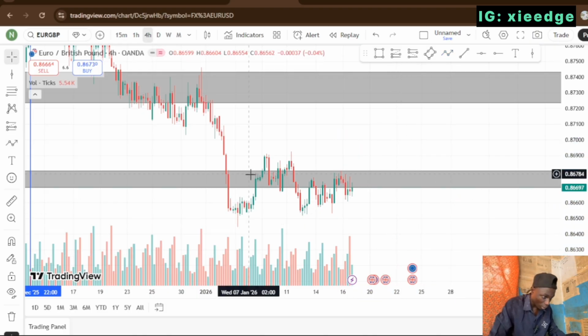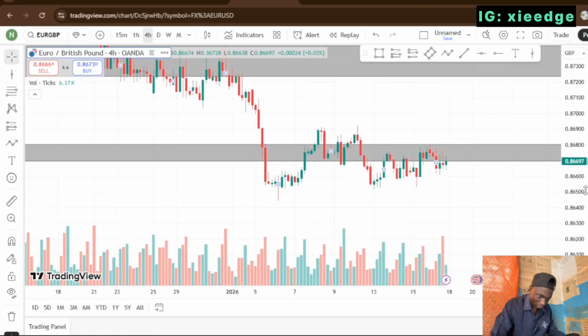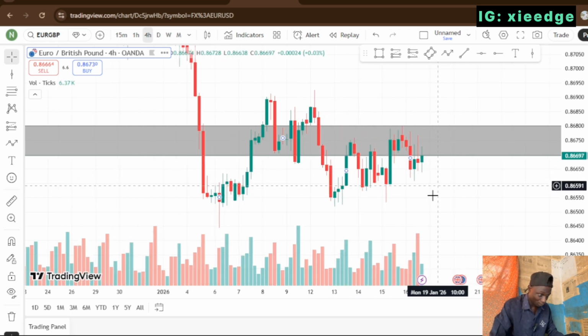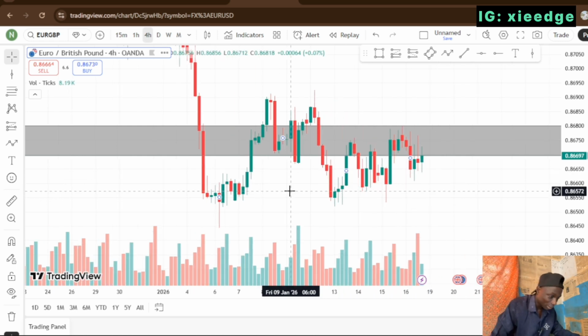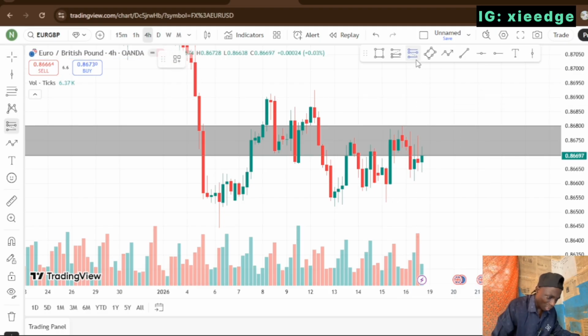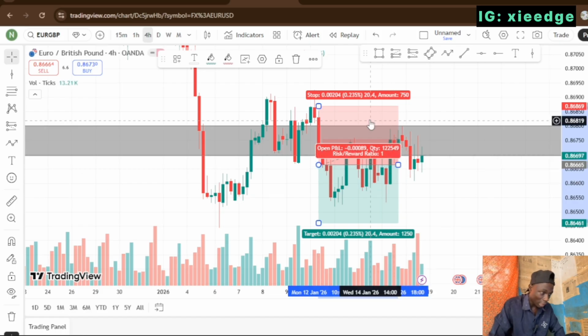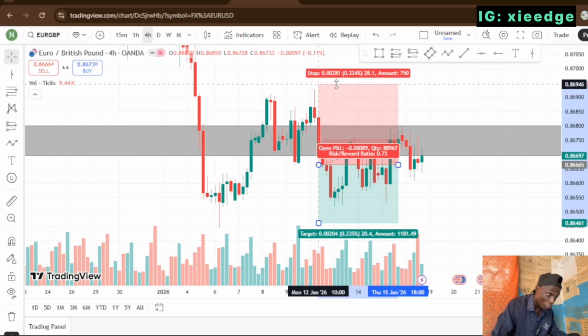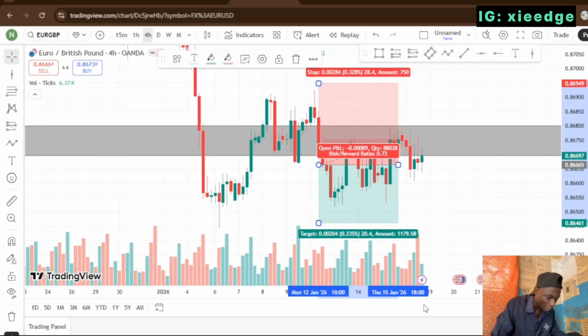So let me show you guys here. Don't forget I'm in a 4 hours time frame. So this is it right here. I entered here and I'm going for 1:2. Don't forget your SL should be above here. This is a live trade.